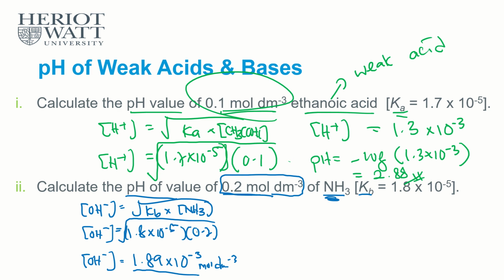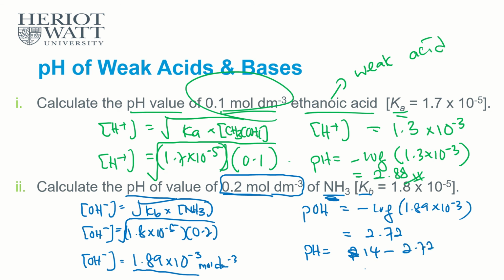Okay, so this is not the end. We want the pH. So first we calculate pOH, since we got the OH minus concentration. pOH equals minus log 1.89 times 10 to the power negative 3. So that's how we calculate pOH. So minus log of the answer, I get 2.72. All right, and then pH equals 14 minus pOH, 2.72. So you get 11.3, about that. Okay, 11.3 pH value.